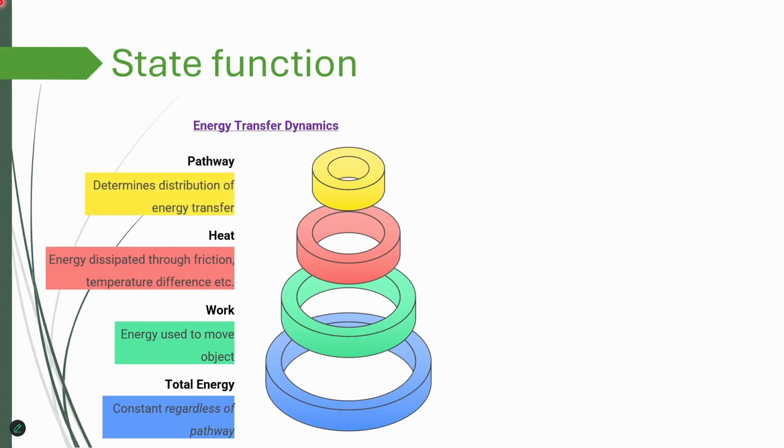And there's also a pathway that determines the distribution of energy transfer. Is it work, is it heat, or is it a combination of heat and work? Because we have some state A, it goes to state B, let's say from initial conditions to final conditions, and the energy of the system is changing, right? And the question is how energy is transferred. Is it transferred through heat, or through work, or maybe a combination of both?